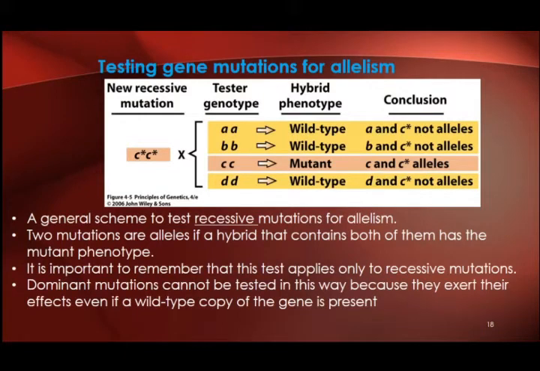So the general scheme is to test recessive mutations for allelism. Two mutations are alleles if a hybrid that contains both of them has the mutant phenotype. It is important to remember that this applies only to recessive mutations. So if you have a hybrid that contains both of them and they have the mutant phenotype, then you know that it is the same allele as the actual original trait. The dominant mutation cannot be tested this way because it will appear in any type of cross. If you cross it with wild type, it will turn up. If you test it with the heterozygous or recessive, it will always turn up.